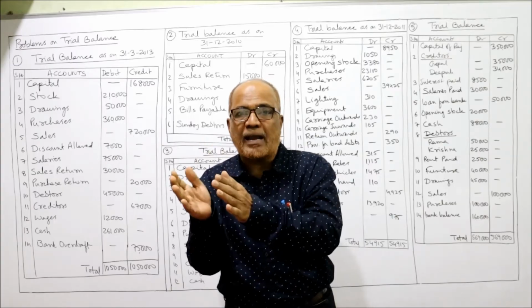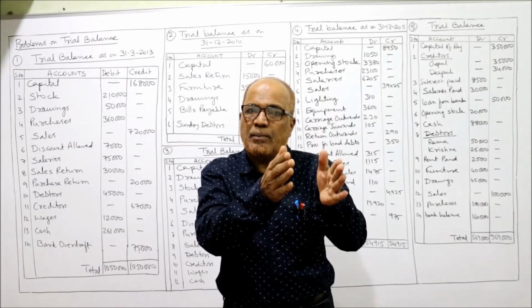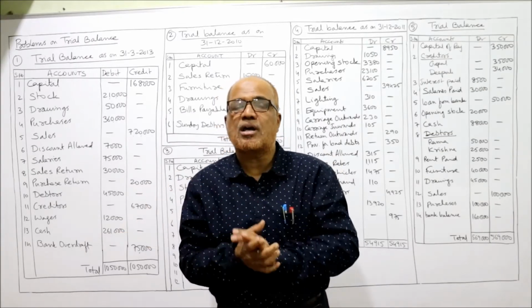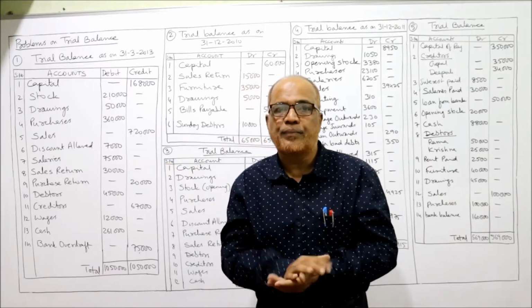Sales will show credit balance. Sales return will show debit balance. Purchases will show debit balance. Purchase return will show credit balance. So these are the points you have to remember while making the trial balance.